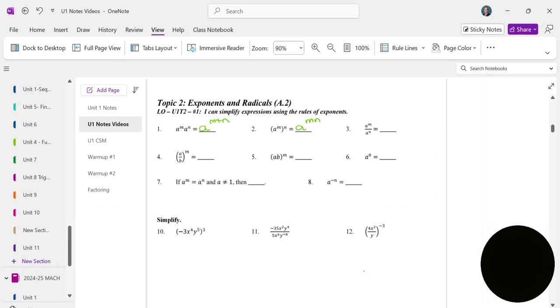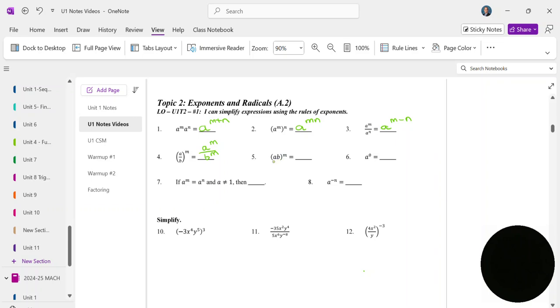And when you divide, you subtract the exponents. But remember, it has to have the same base. So here, if I raise a fraction to a power, remember that means I can make it a to the m over b to the m.